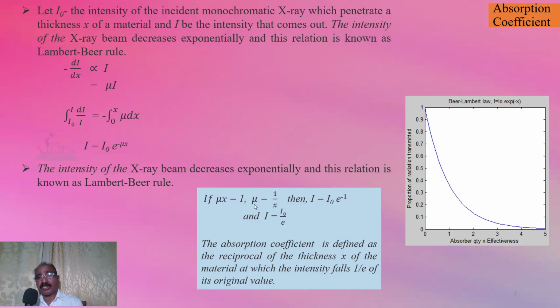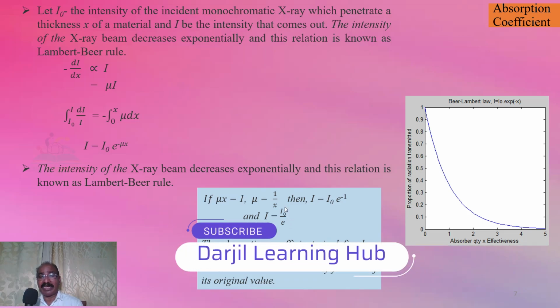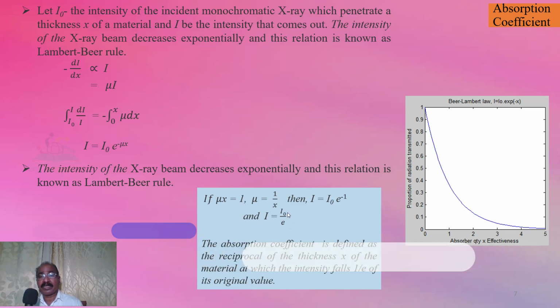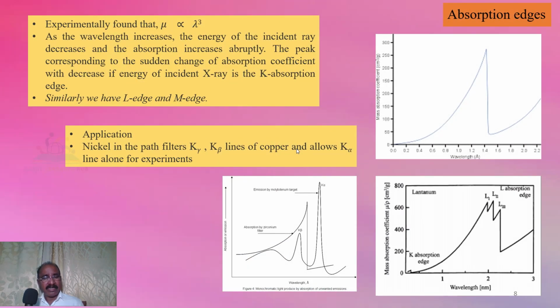So what is absorption coefficient? It is the reciprocal of the thickness x of the material, at which the intensity falls to 1 by e of the original value, where I0 is the original intensity and I is the present intensity at a distance x. Therefore, absorption coefficient is defined as the reciprocal of the thickness of the material, at which the intensity falls to 1 by e of the original value. And from here, now let us study what are the factors which affect the absorption coefficient.